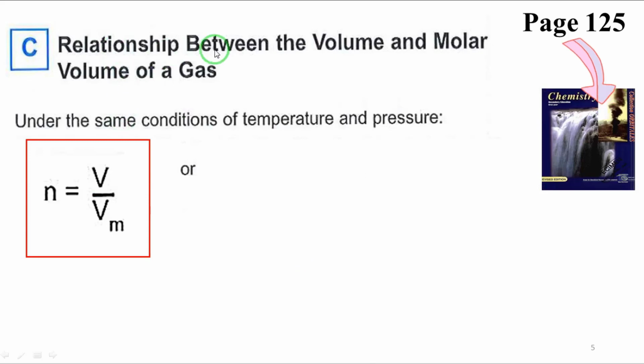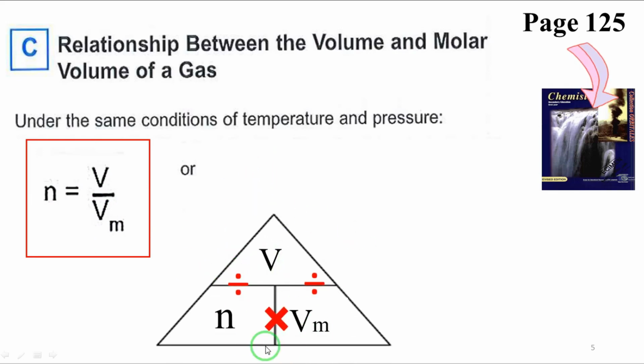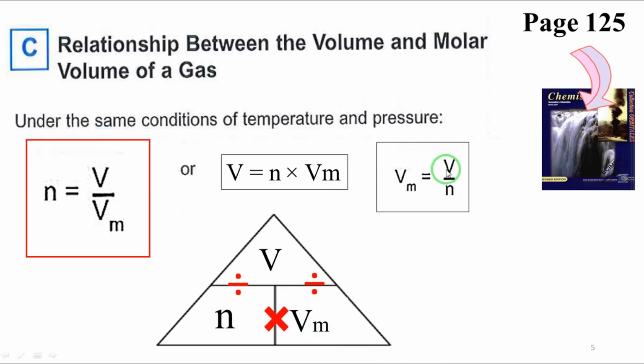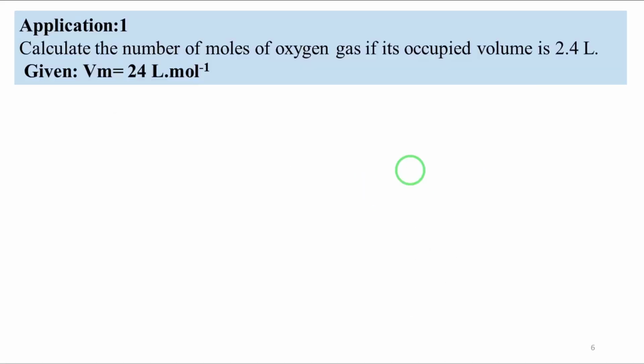So there is a relationship between the volume of a certain gas and the molar volume of a gas. Under the same conditions of temperature and pressure, we can say that the number of moles of this gas is equal to the volume occupied by the gas divided by the molar volume. But if you want to calculate the volume of this gas, you can use the following triangle, where the volume occupied by the gas is equal to the number of moles times the molar volume. Sometimes you need to calculate the molar volume, so it's so easy. The molar volume is equal to the volume occupied by this gas divided by the number of moles.